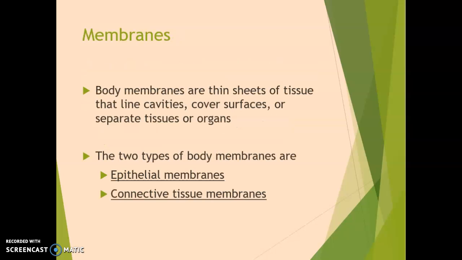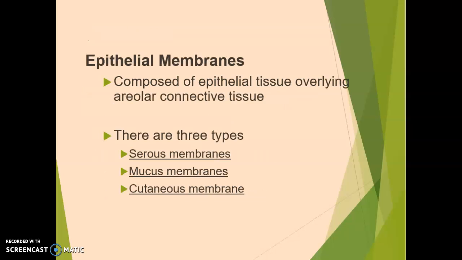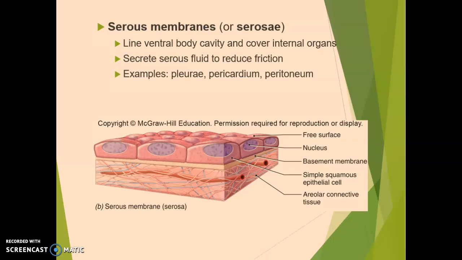Body membranes are thin sheets of tissue that line cavities, cover surfaces, or separate tissues and organs. So we have epithelial membranes and connective tissue membranes. Epithelial membranes are composed of epithelial tissue overlaying areolar connective tissue, which we talked about earlier. And we have serous membranes, mucous membranes, and cutaneous membranes.